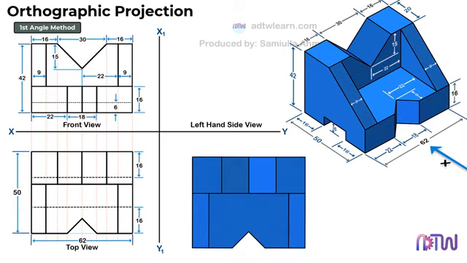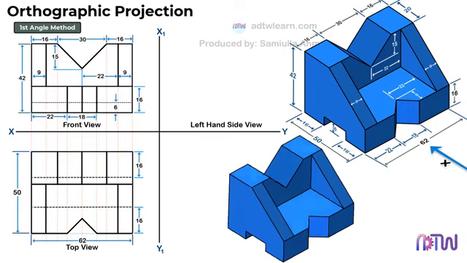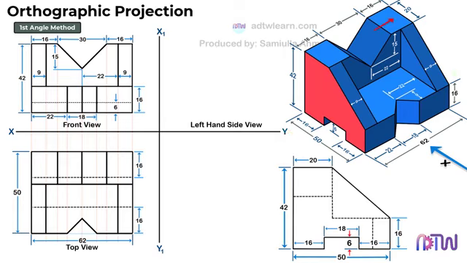Next, we will draw the left-hand side view of the object. When we see the object from the side view, this is how it looks. The height will be 42 mm. The length of this bottom side will be 50 mm. The slot inside this object has a 6 mm height, and the width of this slot is 18 mm. The distance of this slot from the sides is 16 mm. This height is 16 mm, and the width of this side is 20 mm.